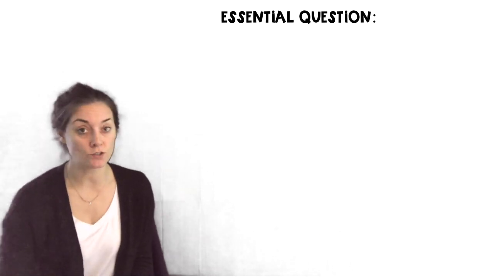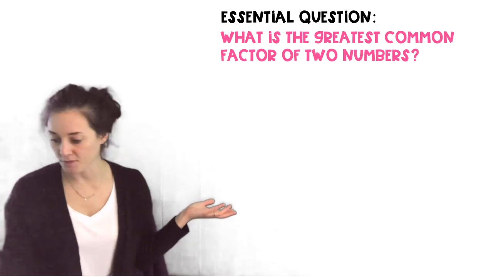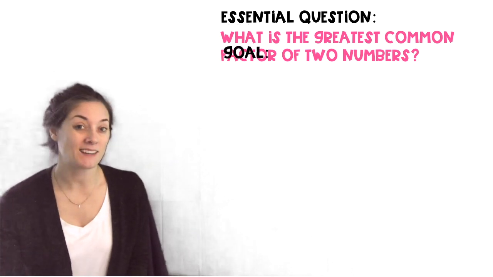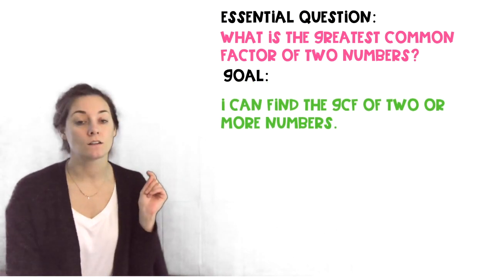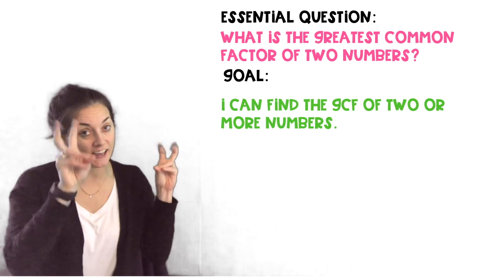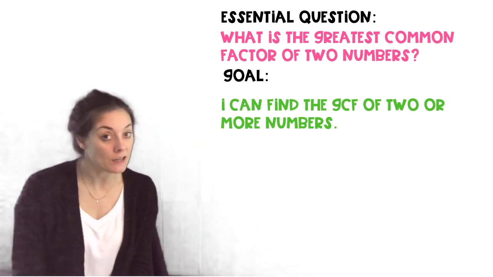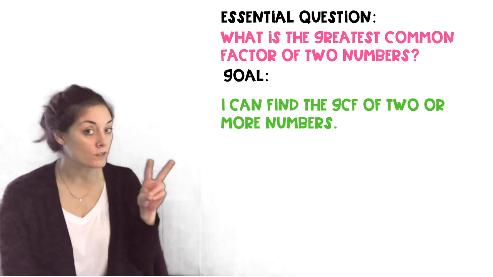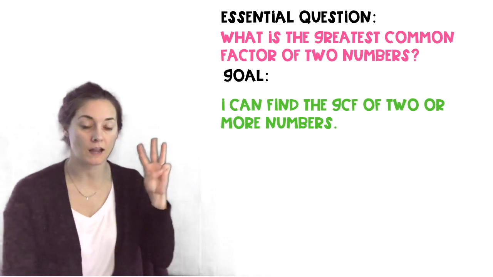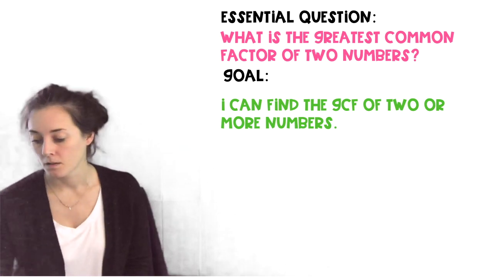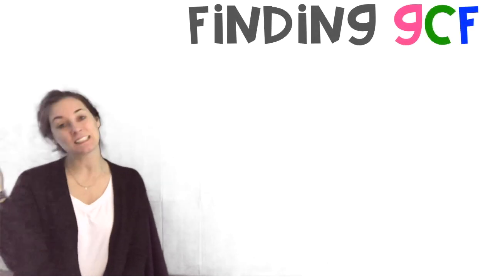Today, our essential question, just like we start out with, is what is the greatest common factor of two numbers? By the end of the day, our goal is that we should be able to find the greatest common factor, or the GCF, of two or more numbers. Now, if you need to find the GCF, or the LCM, of more than two numbers, you just apply the same strategies to the third number, and then compare. So here we go.